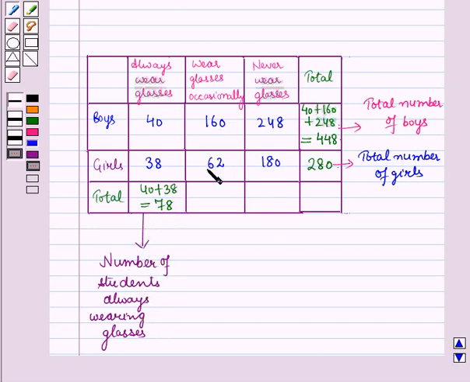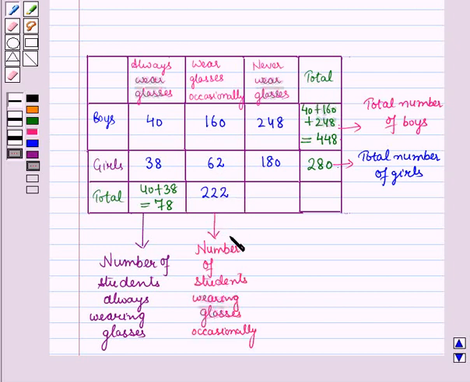And now let us add the entries in column 2. This will be 160 plus 62, which is equal to 222, and this gives the number of students wearing glasses occasionally. And now let us add the entries in column 3. So this will be 248 plus 180, which is equal to 428, and this gives the number of students never wearing glasses.